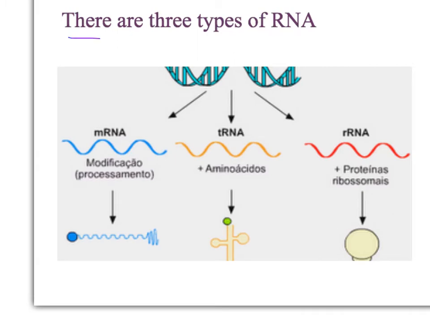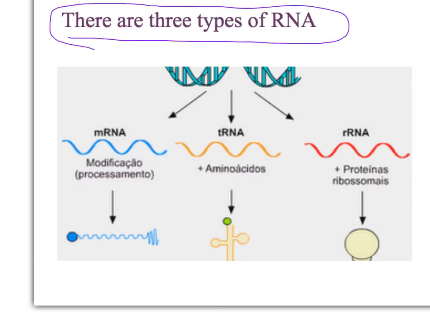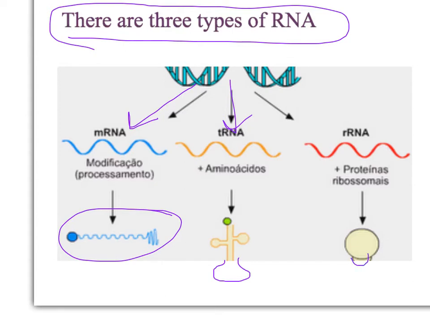There are three types of RNA. So we have what's called mRNA, which is from transcription. We're going to talk about that, and that's going to tell the ribosome how to assemble the protein. And then we also have tRNA, which got cut off here, and that is going to be responsible for bringing the amino acids to the ribosome. And then we have rRNA, which is responsible for actually making the ribosome.